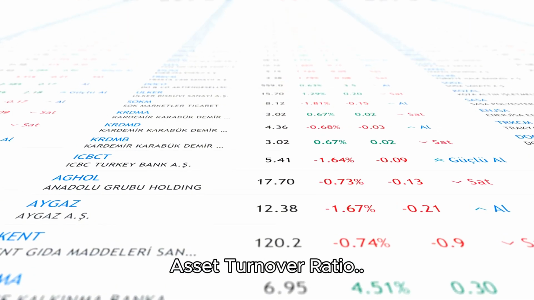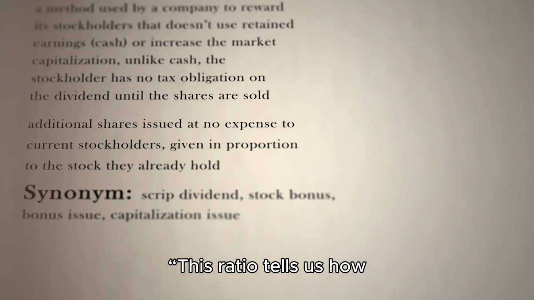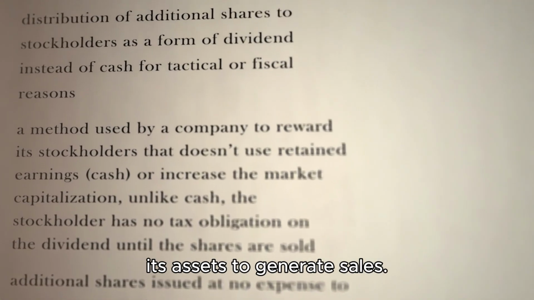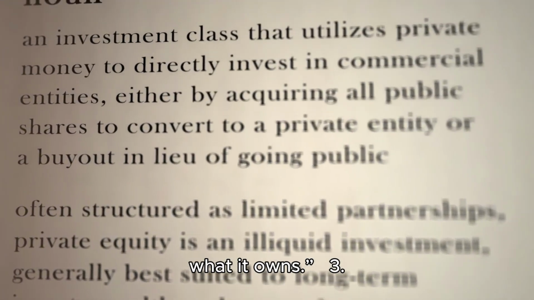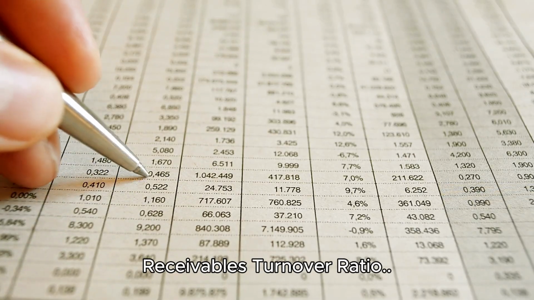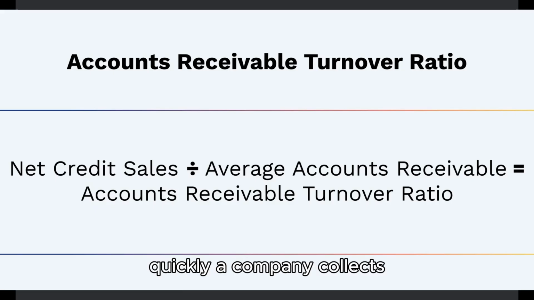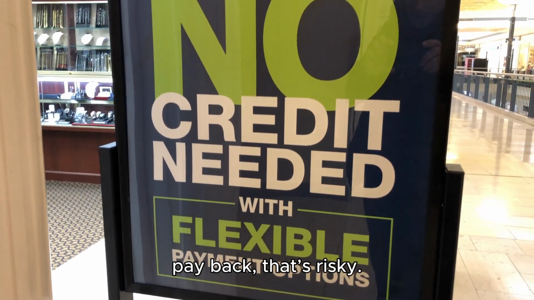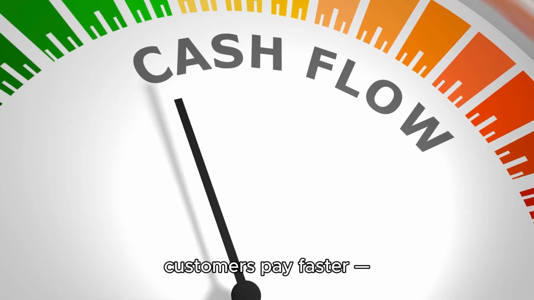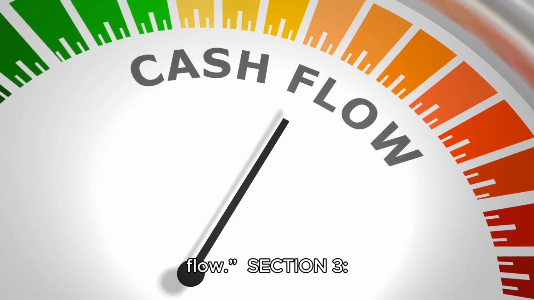2. Asset turnover ratio. This ratio tells us how efficiently the company uses its assets to generate sales. If a business has a lot of assets but low sales, the asset turnover will be low. That means poor efficiency. Higher turnover means the company is making good use of what it owns. 3. Receivables turnover ratio. This ratio shows how quickly a company collects money from customers. If a company sells on credit and customers take too long to pay back, that's risky. Higher turnover means customers pay faster. Excellent for cash flow.